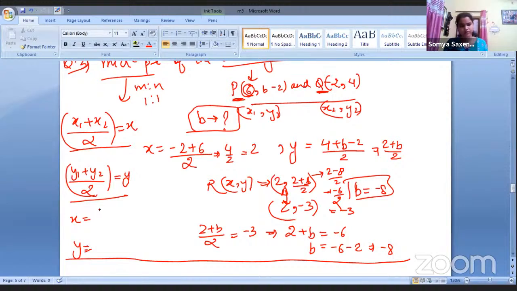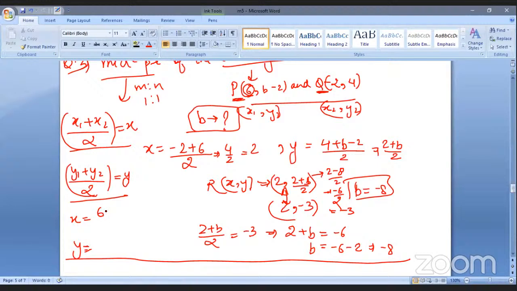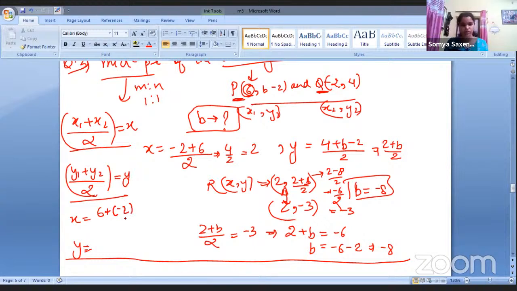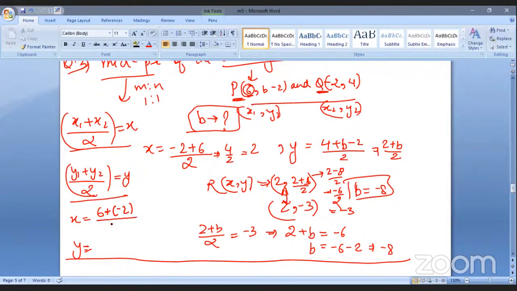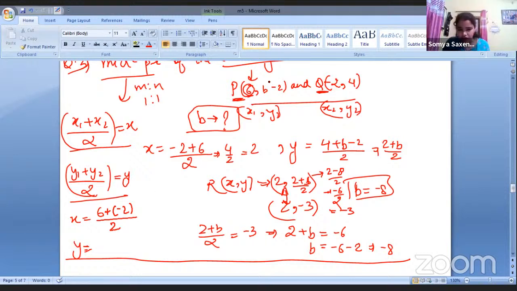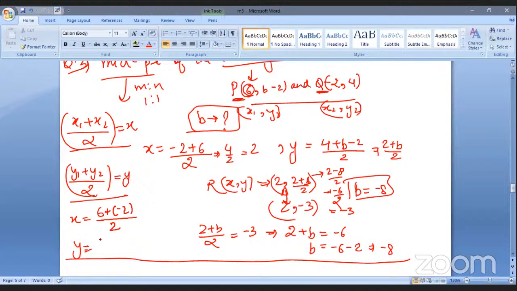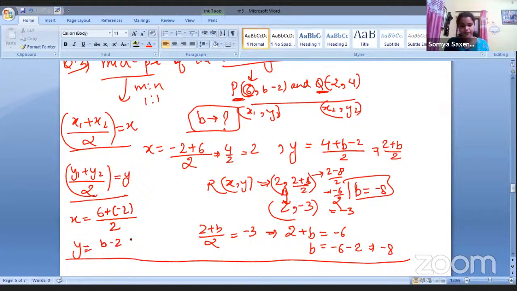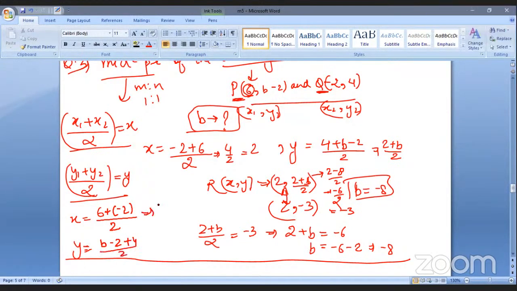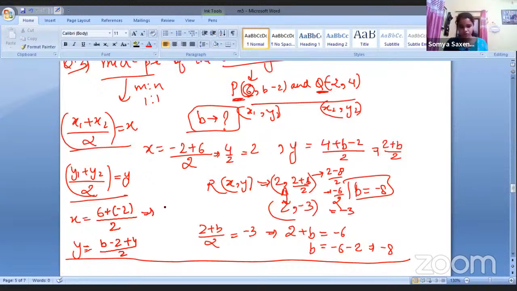It's 6 plus -2, divided by 2. And y is b minus 2 plus 4, divided by 2. Correct? Yes. So from here we get 4 by 2, which is 2.